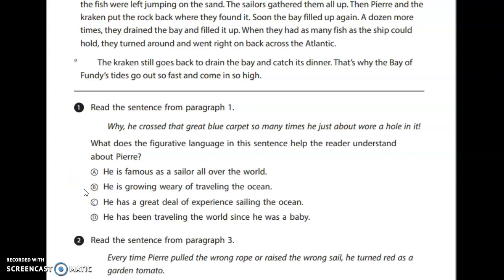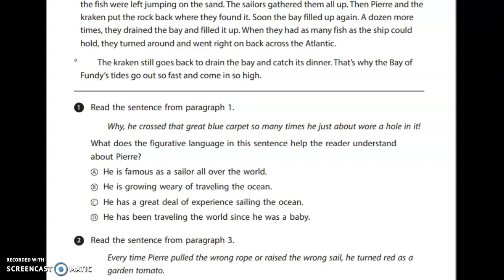B, he is growing weary of traveling the ocean. If you think the answer is B, you're going to sit in a chair or on the couch. C, he has a great deal of experience sailing the ocean. If you think the answer is C, you're going to sit on the ground. Or D, he has been traveling the world since he was a baby. If you think the answer is D, you're going to tap your fingertips together.